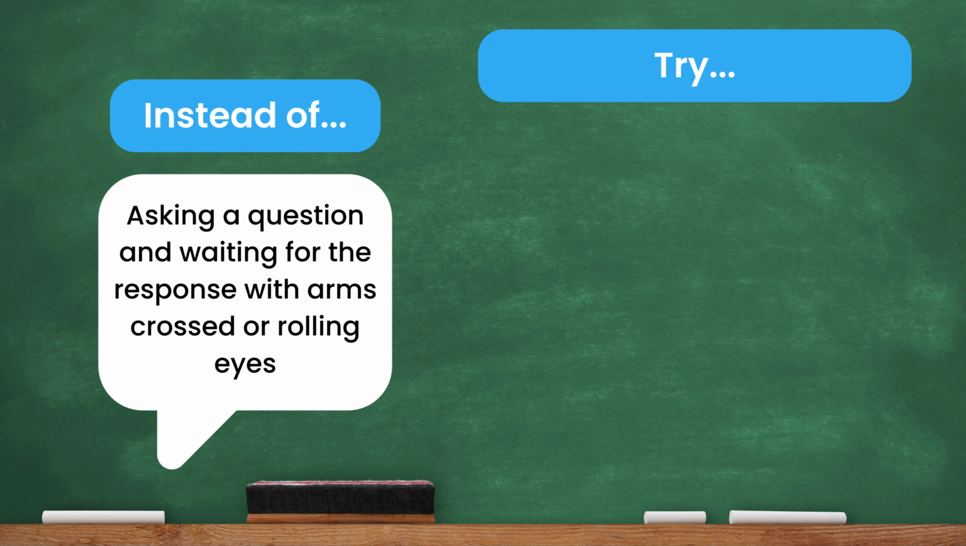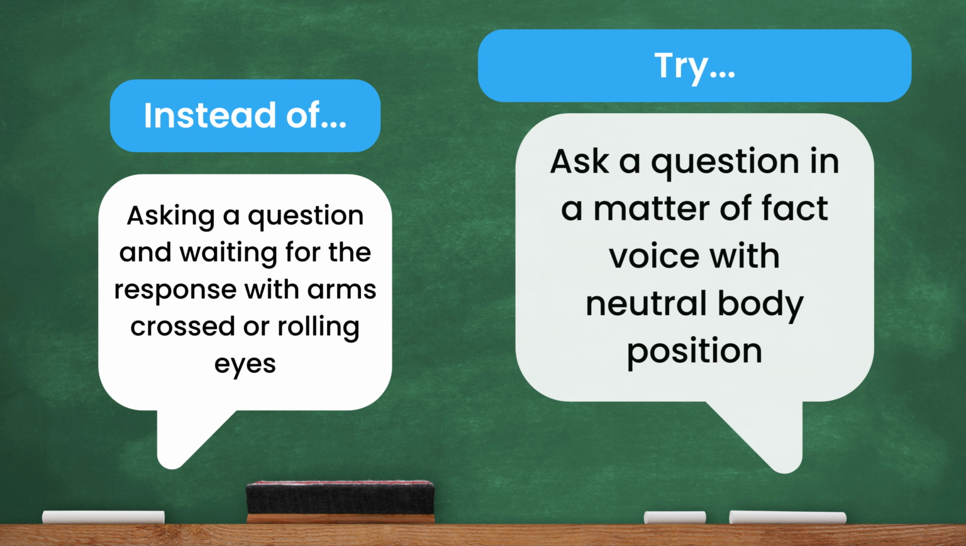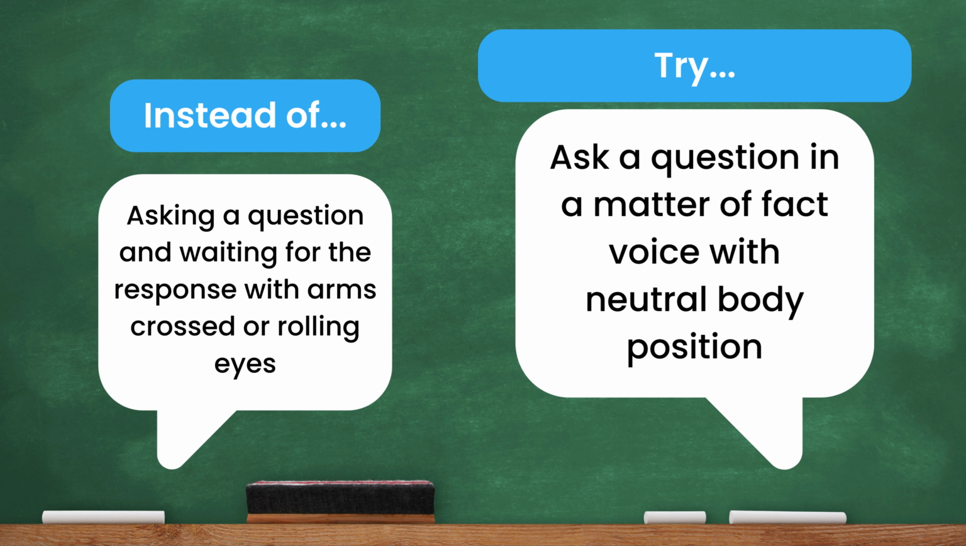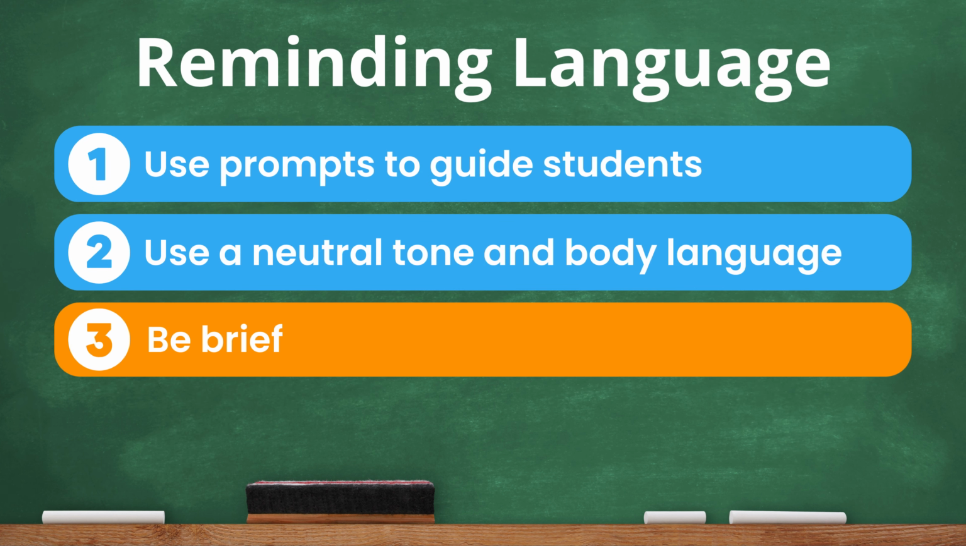Instead of asking a question and waiting for the response with arms crossed or rolling eyes, even if it's meant to be humorous, which implies you lack confidence in the student, ask the question in a matter-of-fact voice with neutral body position. This shows that you trust the student can answer and will prompt them to answer without embarrassing them or making them feel unintelligent. Be brief.